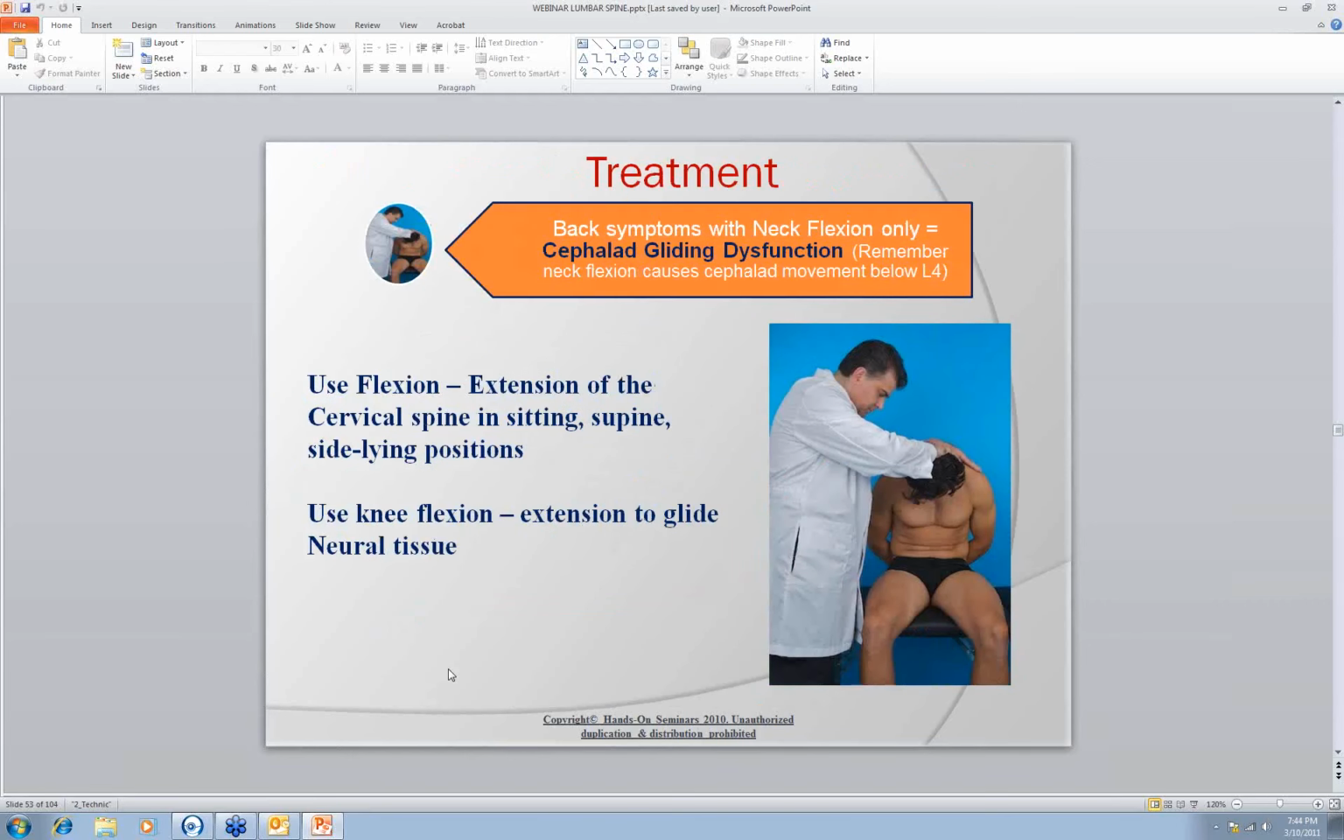So accordingly, based on the specific dysfunction, we provide a specific treatment. So let's suppose that I get back symptoms with neck flexion only. We call this a cephalad gliding dysfunction, right? So what am I going to do as a treatment? I will use flexion extension of the cervical spine in sitting, supine, or side-lying positions. And I can also use knee flexion extension to glide the neural tissue. This would be more the flossing type of technique that you may have heard.